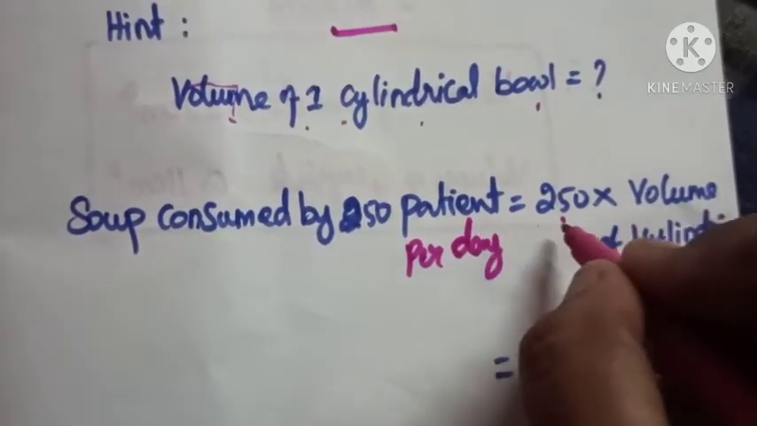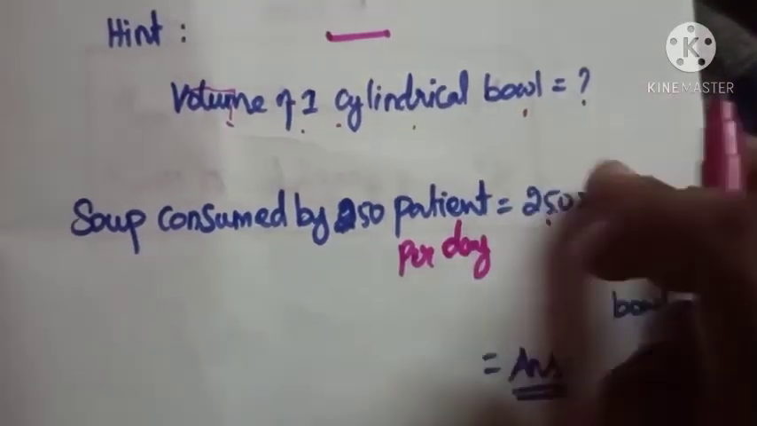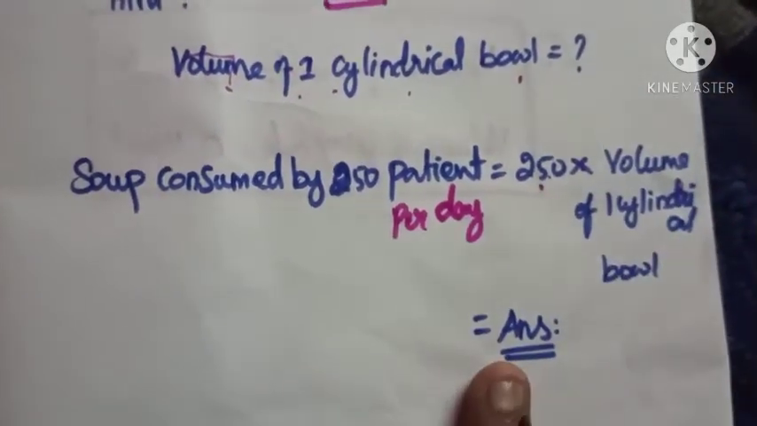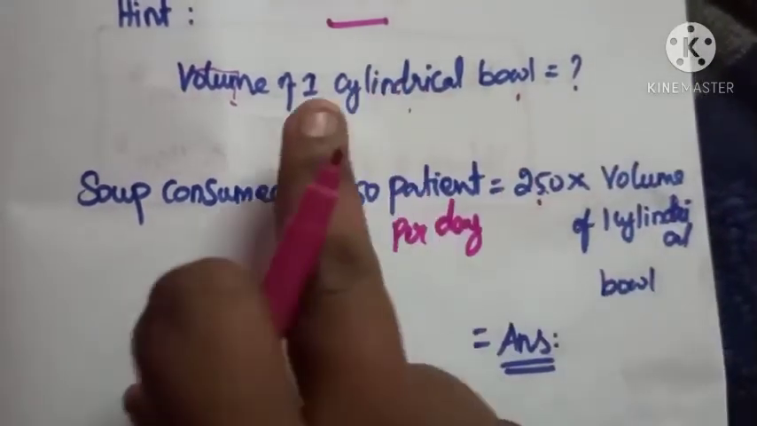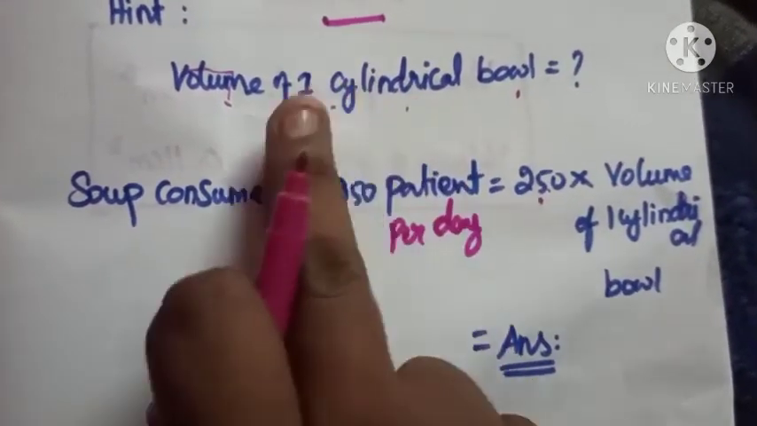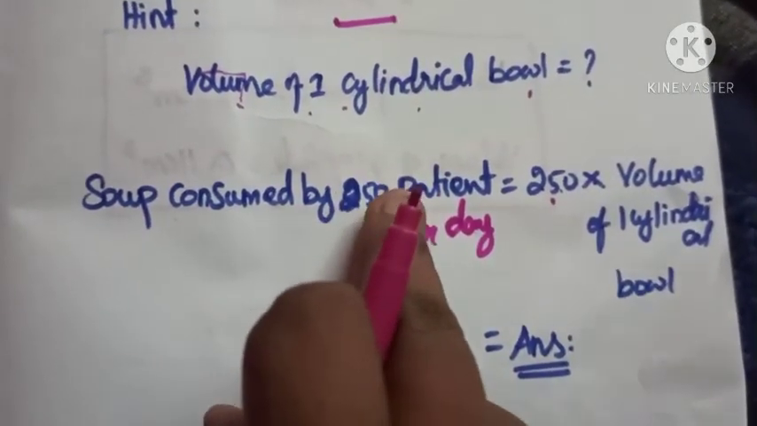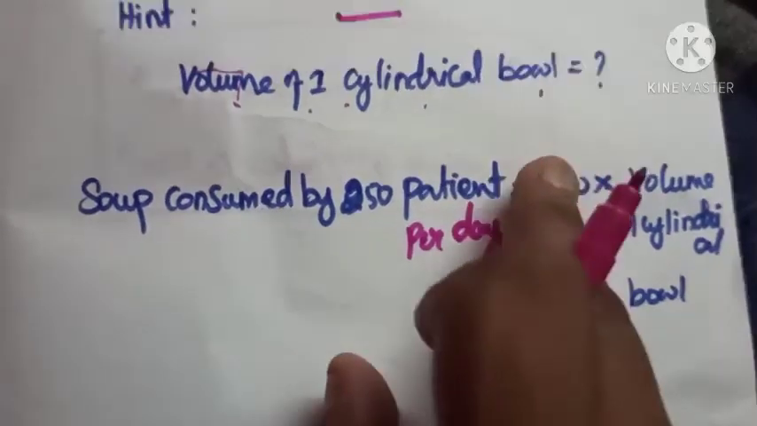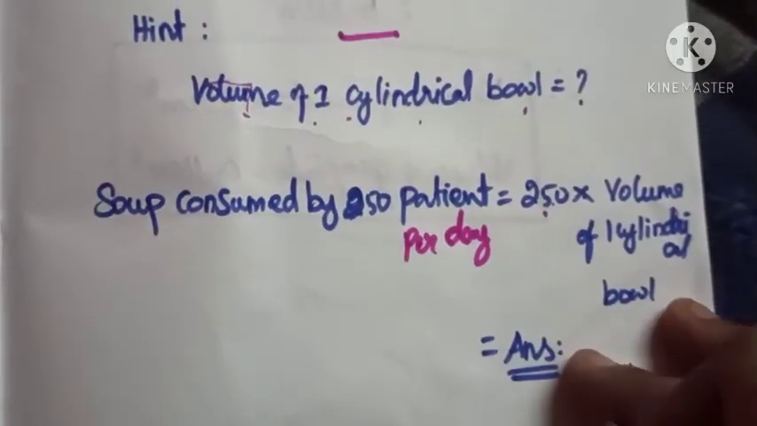Soup consumed per day is equal to 250 into the volume of one cylindrical bowl. You multiply these two values and you get the answer. Read the question and write down the measurements. First you find the volume of one cylindrical bowl, and next the soup consumed by 250 patients per day is equal to 250 into this volume, and you get the required answer.